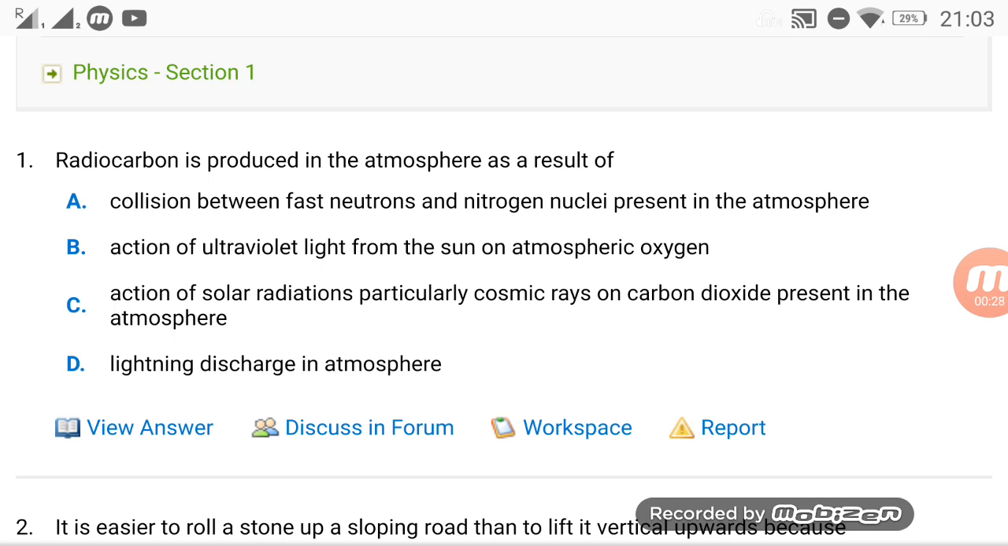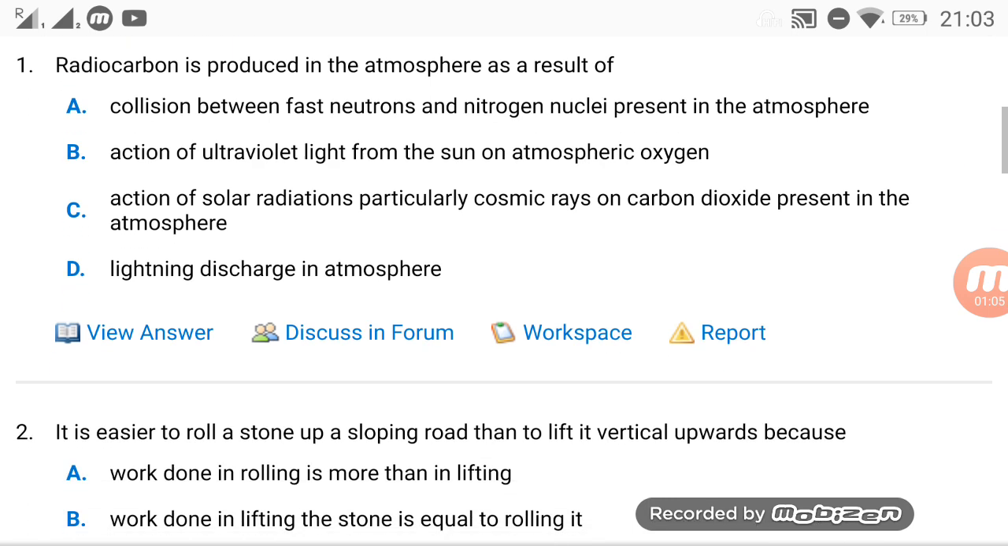The very first question of this session is: radiocarbon is produced in the atmosphere as a result of the... Option A is collision between fast neutrons and nitrogen nuclei present in the atmosphere. Option B is action of ultraviolet light from the sun on atmospheric oxygen. Option C is action of solar radiations, particularly cosmic rays, on carbon dioxide present in the atmosphere. And option D is lightning discharge in atmosphere. So the right answer here is option A, collision between fast neutrons and nitrogen nuclei present in the atmosphere.